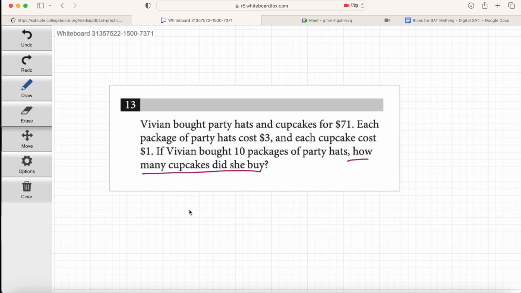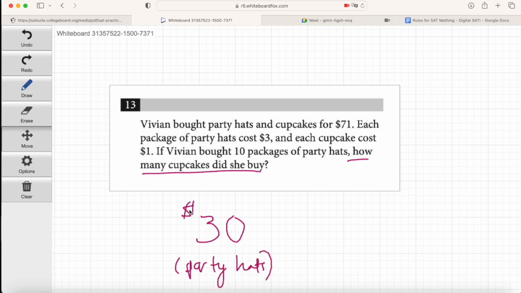Because if she bought 10 packages of party hats, I think we can easily figure out how much 10 packages of party hats would cost. Can't we figure that out pretty easily? Just logically, how much would 10 packages of party hats cost? Could you tell me? $30. $30, because each party hat package costs $3. So it's just 10 times 3. Does that make sense why we know it's $30 so far? That's for the party hats. I'm just going to make a note of that with my really terrible handwriting.